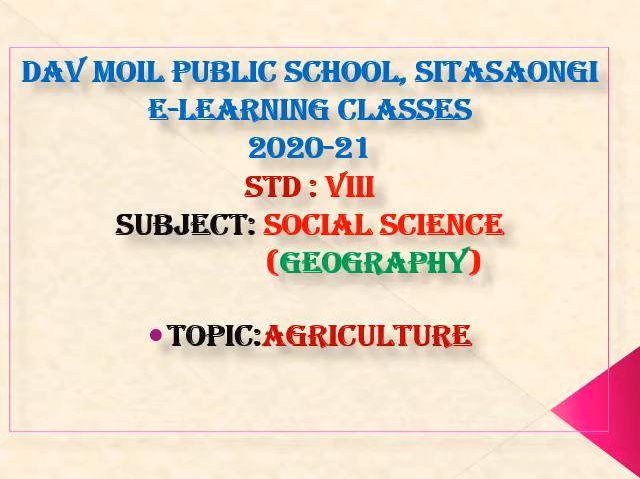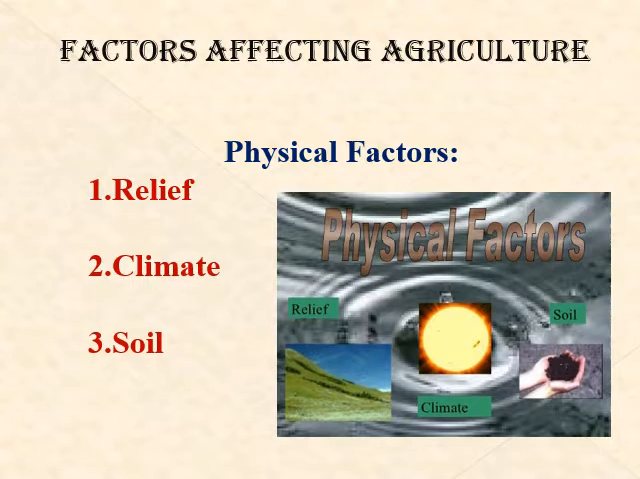Today's topic is agriculture. Students, in the previous lesson, we have read about the importance of various resources like land, soil, water, plants, etc. In this lesson, we will study about agriculture and its importance for mankind. Okay, students, so let's start our today's online session.